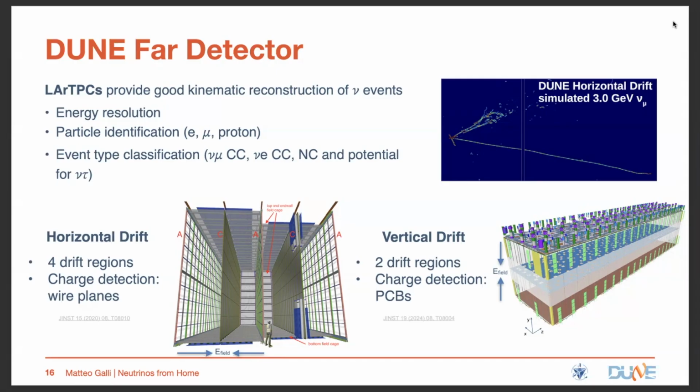The horizontal drift, on the left, has a horizontal electric field, 4 drift regions and wire planes for the charge detection, and the vertical drift has a vertical electric field, 2 drift regions, and uses printed circuit board charge readouts for longer drift distances and improved signal to noise.